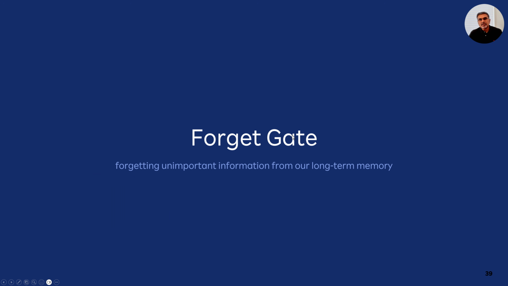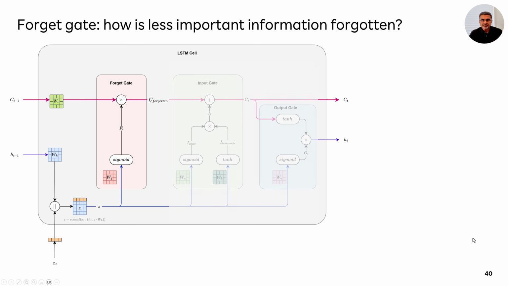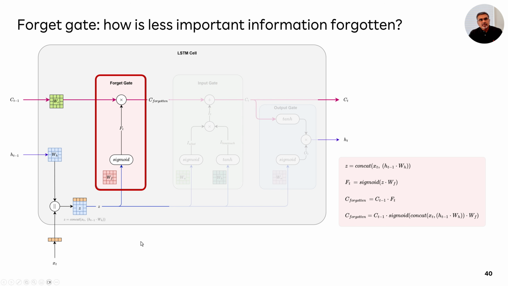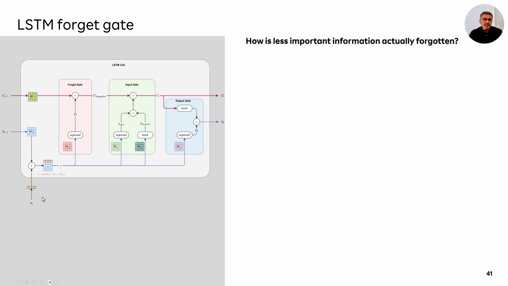Let's start with the forget gate. Again, the forget gate is forgetting unimportant information from our long-term memory. So we'll focus on this gate here. The first thing: this is the token that's coming in at some time step t.